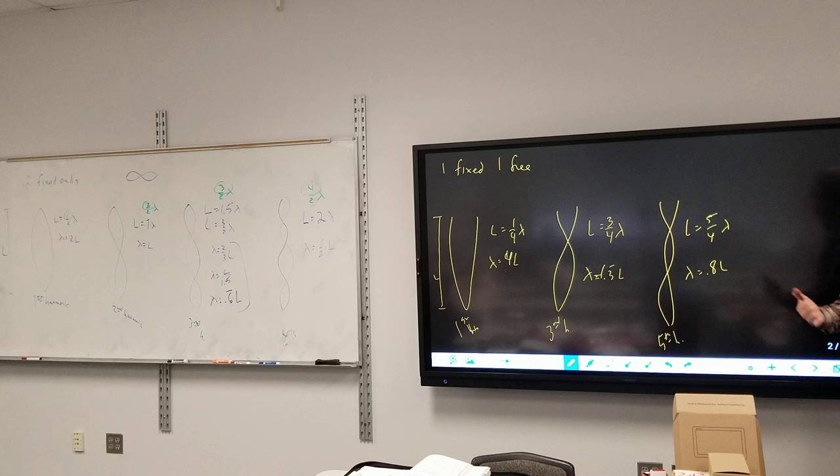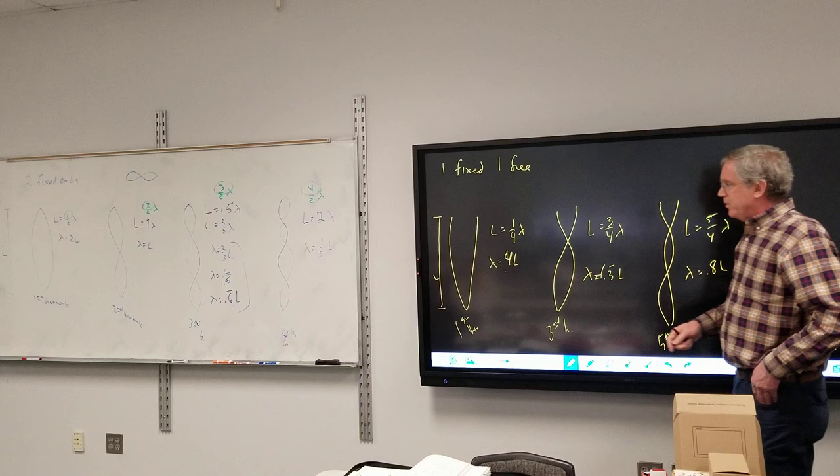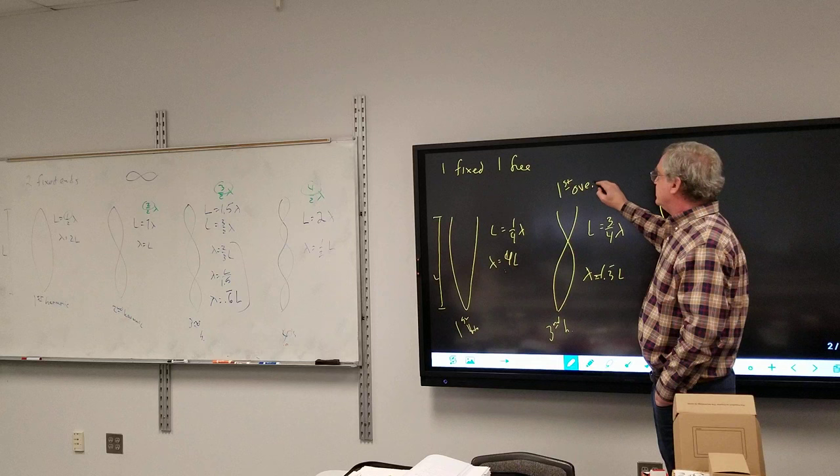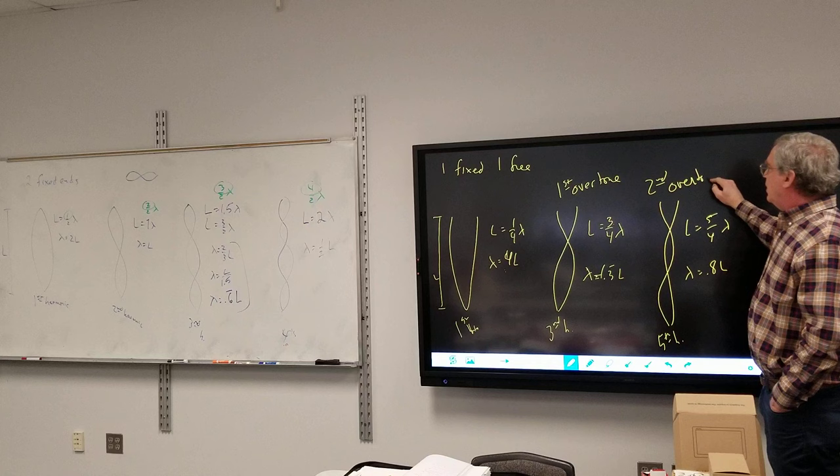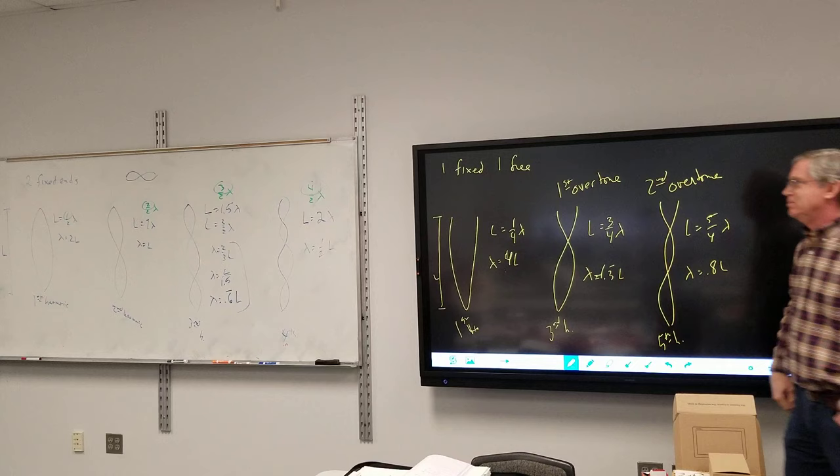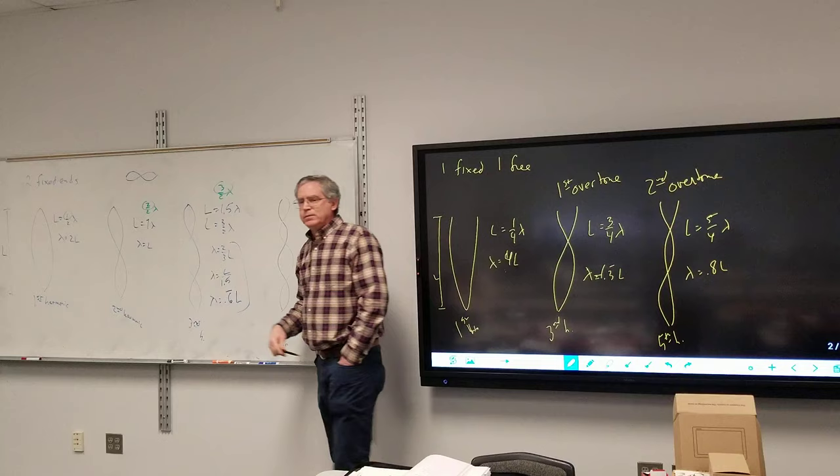Now, to avoid some of that confusion, they did come up with other language here, where this is still the first harmonic, and this is also known as the first overtone. And the second overtone. And I'm sure you can figure out what the seventh harmonic is called. The third overtone. That's right. Over here, first overtone, second overtone, third overtone. So each different thing is an overtone.